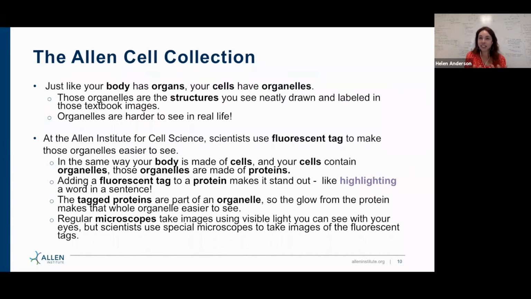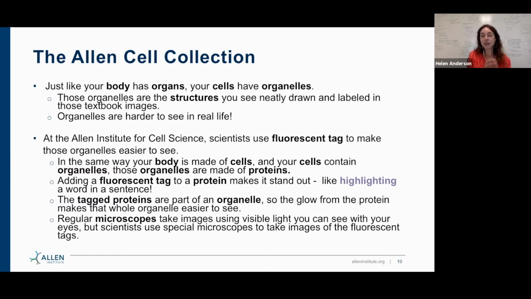Now, at the Allen Institute, we like to study organelles because organelles help your cells to function. So by studying the functions of organelles, we can study the function of cells. And cells matter because they make up your body. And so what happens to your cell can influence what happens to your body.